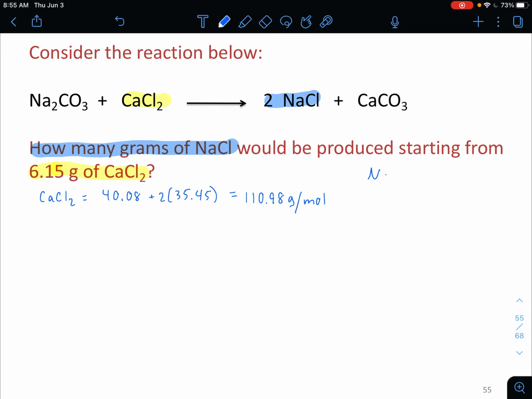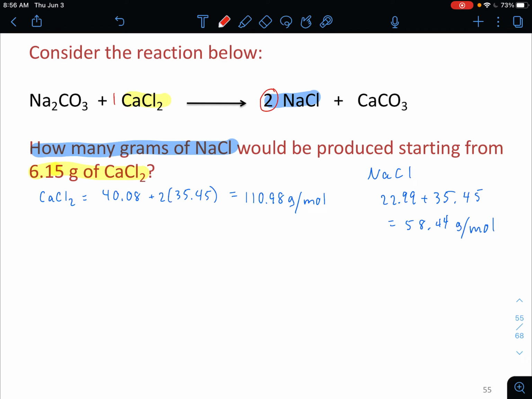And sodium chloride, that's 22.99, because it's from the previous slide anyway, plus 35.45, so that's 58.44 grams per mole. All right, so that's all the information I need, right? Because other than that, it's 1 calcium chloride makes 2 sodium chlorides. So now I'm ready to go.